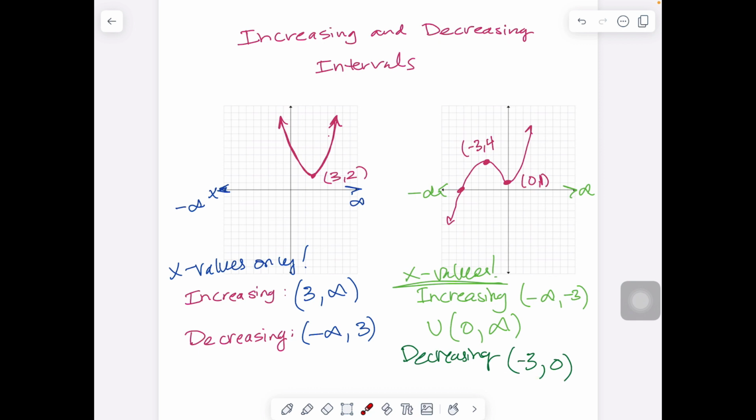Once again, we use the x values. Where it's going up, left to right, it's increasing. And where it's going down, left to right, it's decreasing, and we use our x values.